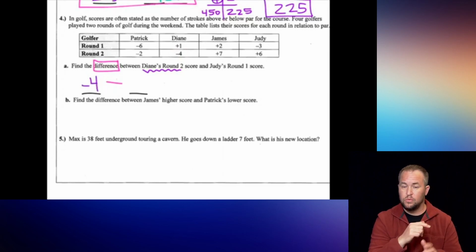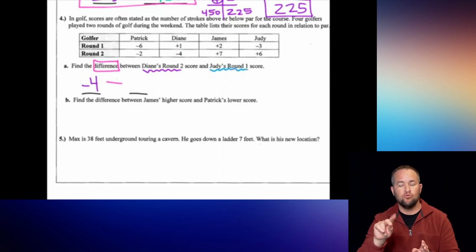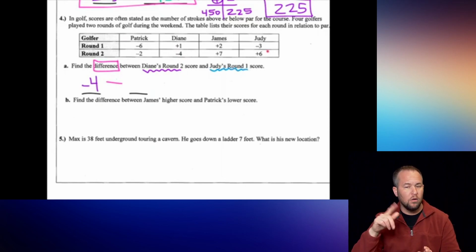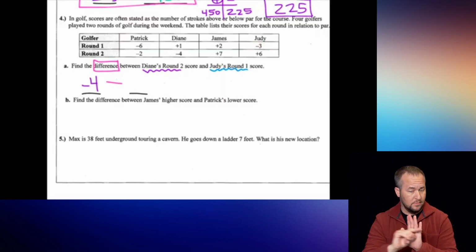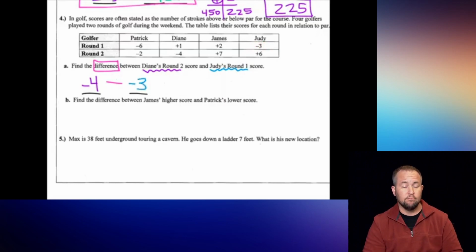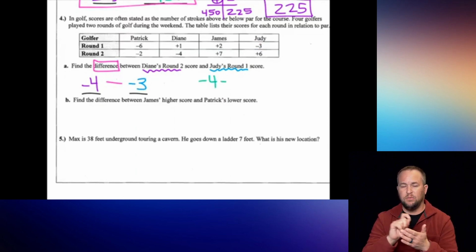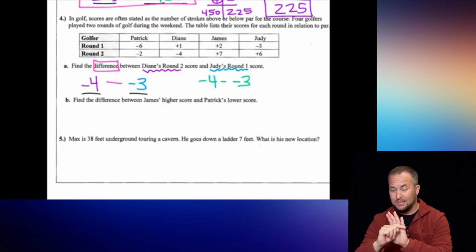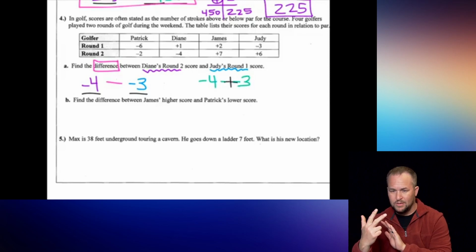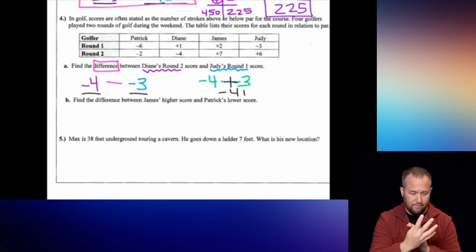The next one we list is Judy's round 1 score. We find Judy. Her round 1 looks to be this -3, so I'm going to put that in here. Once I create that subtraction expression, I look back up and double check. I feel pretty good about it, so I'm going to rewrite it over here. -4 minus a -3. I know that a minus and a negative next to each other becomes a big plus sign. So really, I just have -4 plus 3.